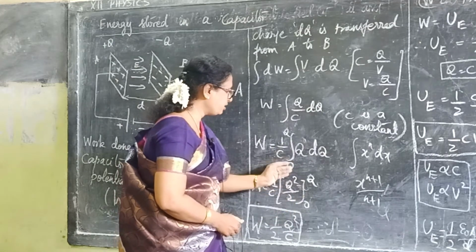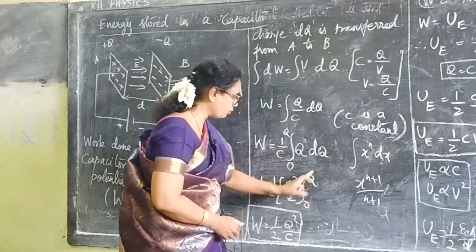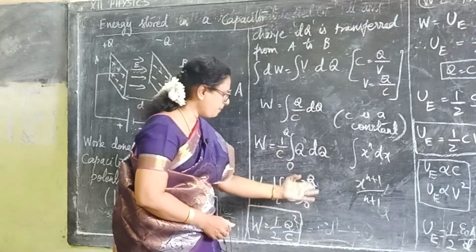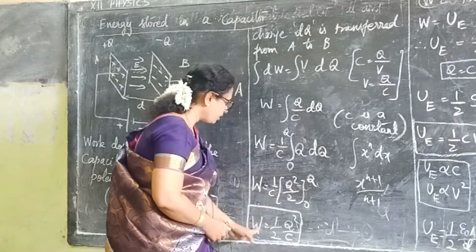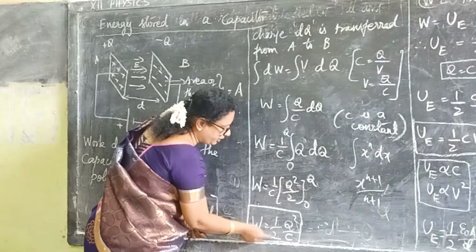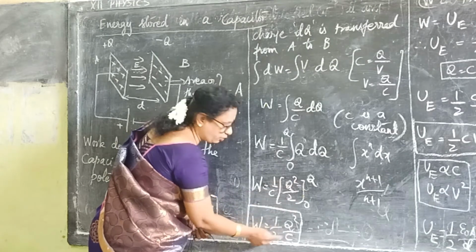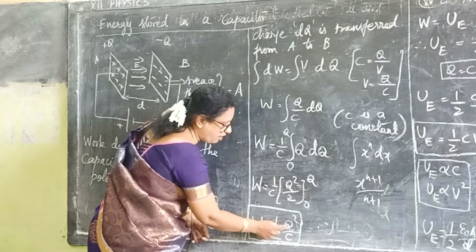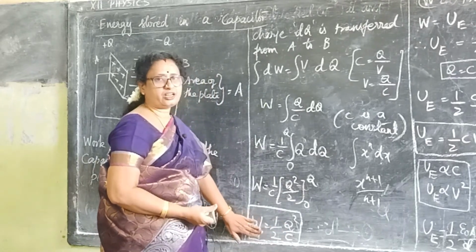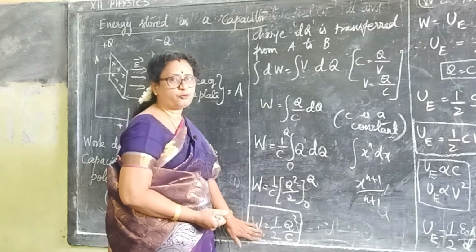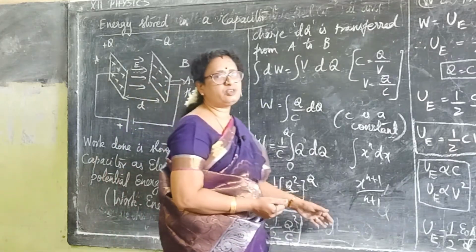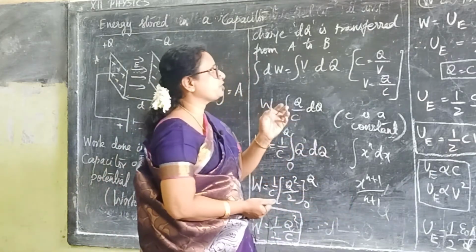After integration, the limits 0 to Q have to be put in the outer brackets. Substitute the upper limit minus the lower limit. The lower limit is 0, so we can leave it. The upper limit is Q in place of Q. So W is equal to half, I have taken this 1 by 2 outside, and 1 by 2 Q squared by C is brought inside. So W is equal to half Q squared by C. This is the work done in transferring charge Q from one plate to another. According to the work energy principle, this work will be stored as electrostatic potential energy.